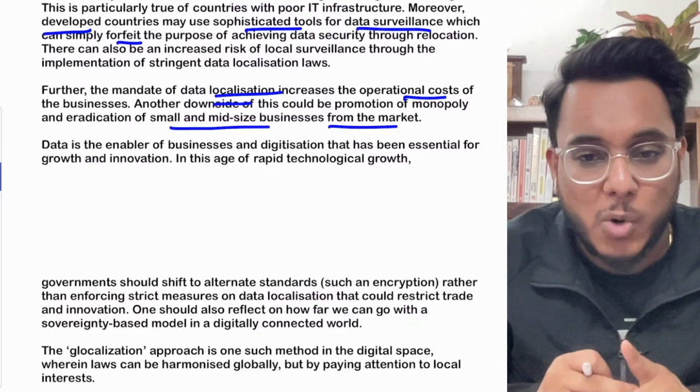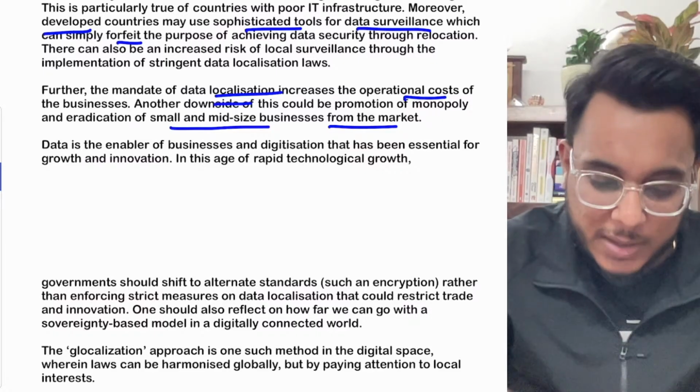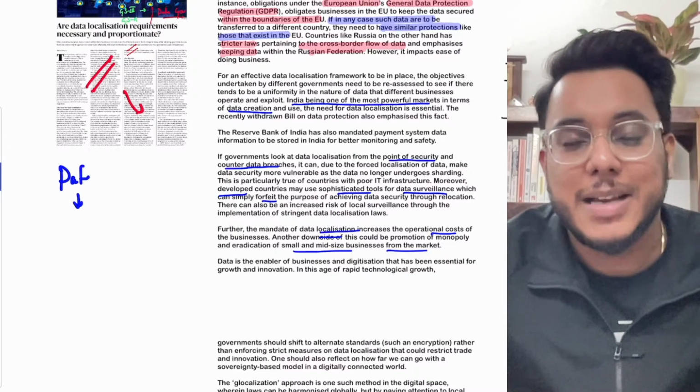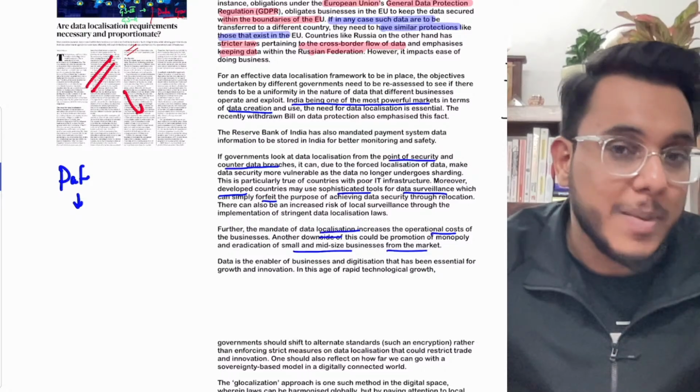Now when I talk about data localization, there is one particular point I want to tell you, understand this. Many times data is specifically stored in Scandinavian countries, temperate countries, or where the temperature is a little bit cold. Why?